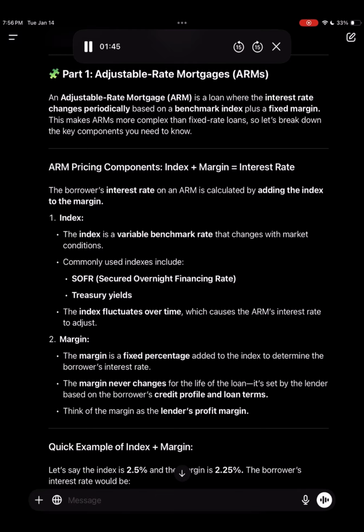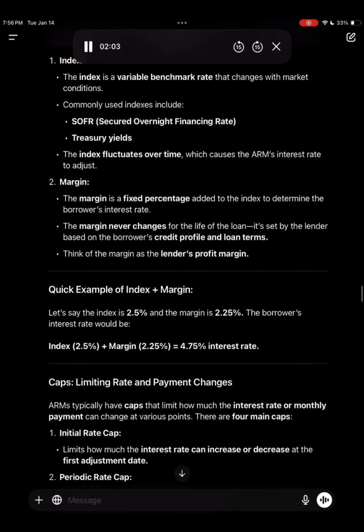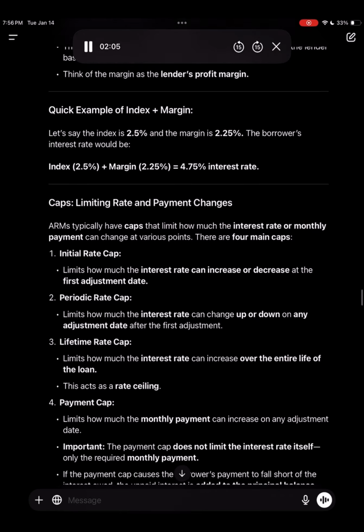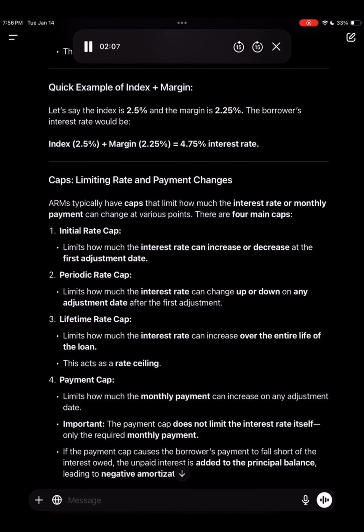2. Margin. The margin is a fixed percentage added to the index to determine the borrower's interest rate. The margin never changes for the life of the loan. It's set by the lender based on the borrower's credit profile and loan terms. Think of the margin as the lender's profit margin. Quick example of index plus margin. Let's say the index is 2.5% and the margin is 2.25%. The borrower's interest rate would be index 2.5% plus margin 2.25% equals 4.75% interest rate.